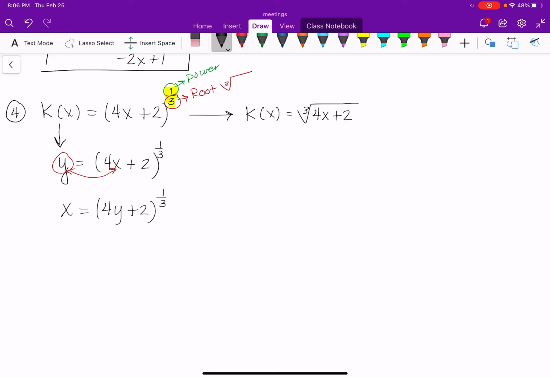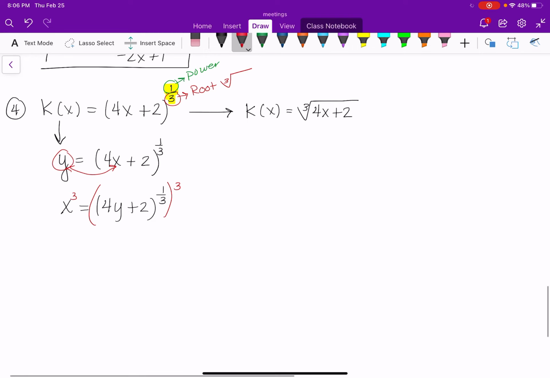Again, remember the 1/3 is like a cube root. So the opposite of that is to raise this to a power. We're going to raise everything to the third power, which means we're also going to raise the x to the third power as well. The 1/3 and the 3 cancel each other out. So we get x to the third equals 4y plus 2.